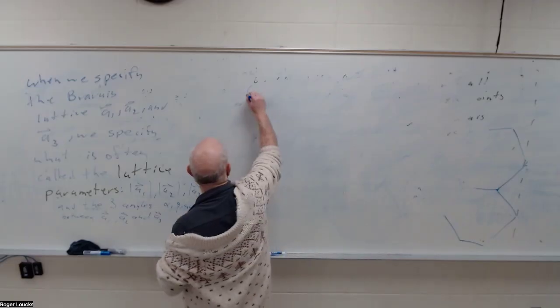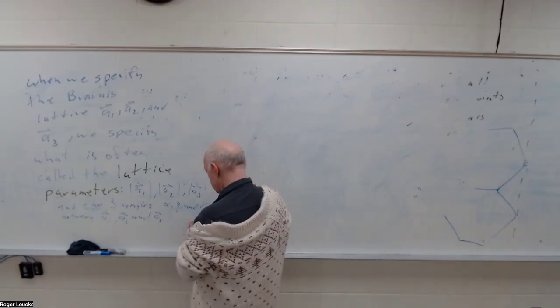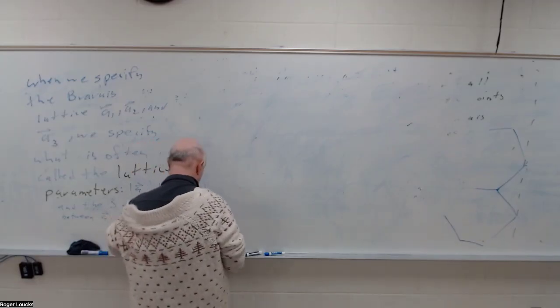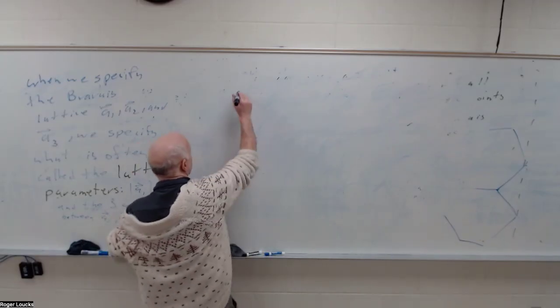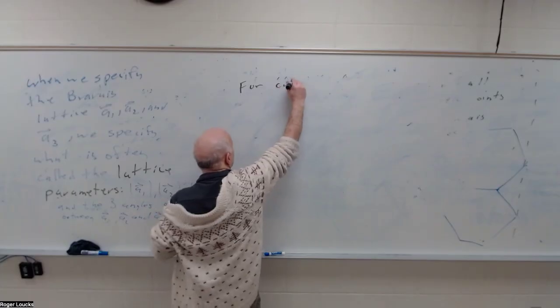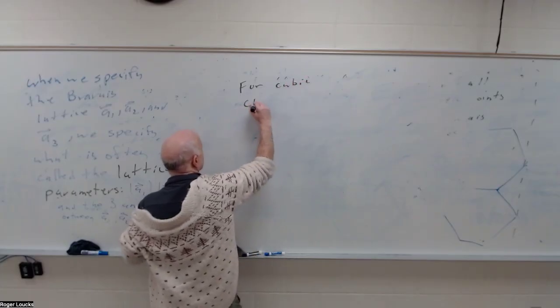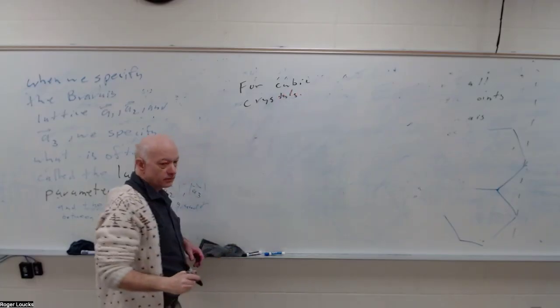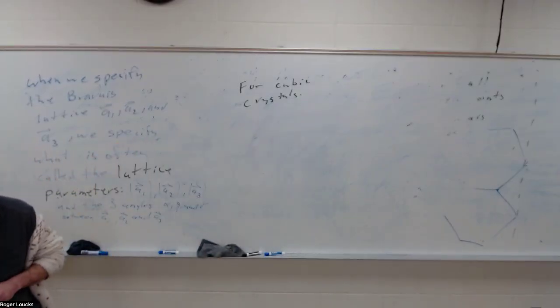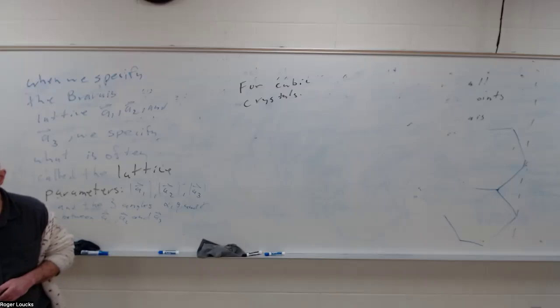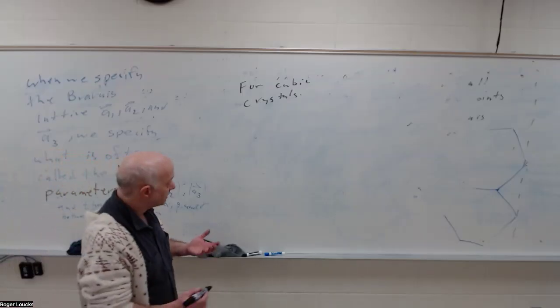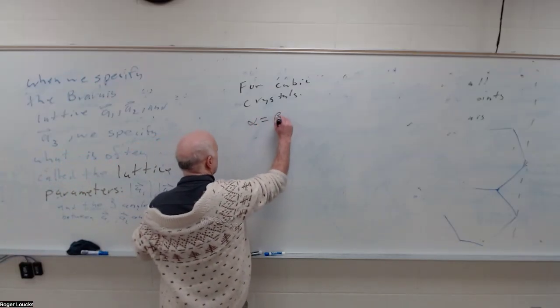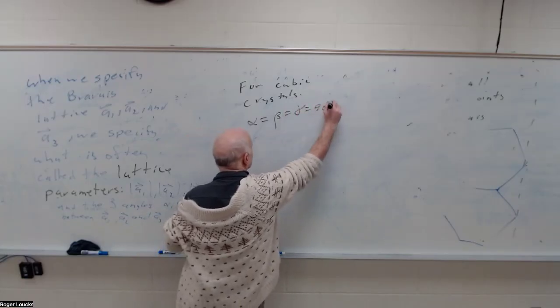So we can have cubic. And so for cubic crystals, what do we have? Like regular Cartesian, meaning right angles. All the angles are going to be 90 degrees. So alpha equals beta equals gamma equals 90 degrees.